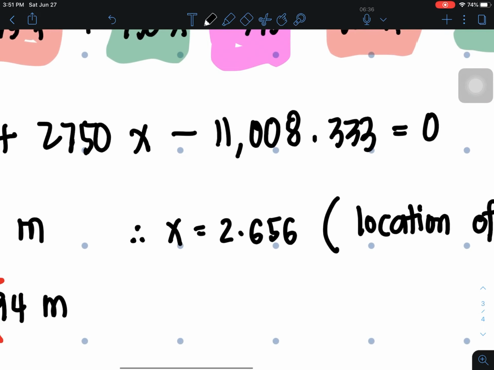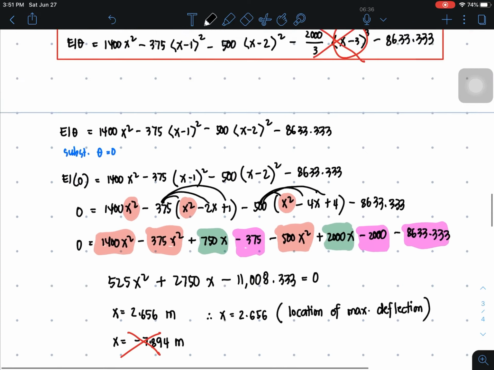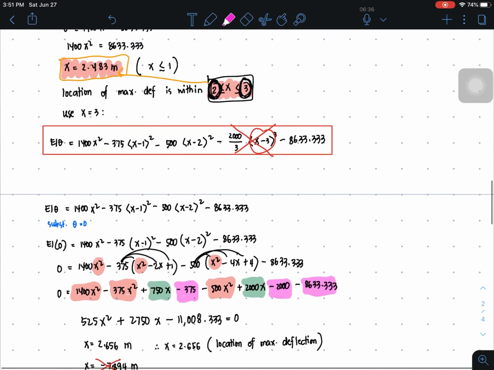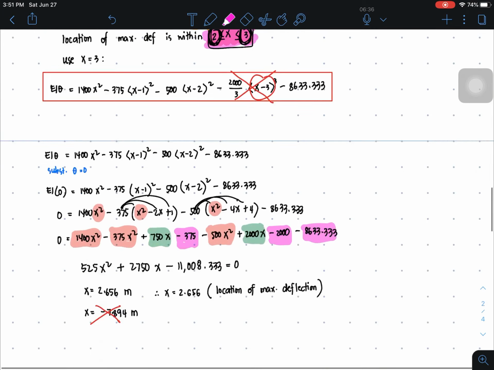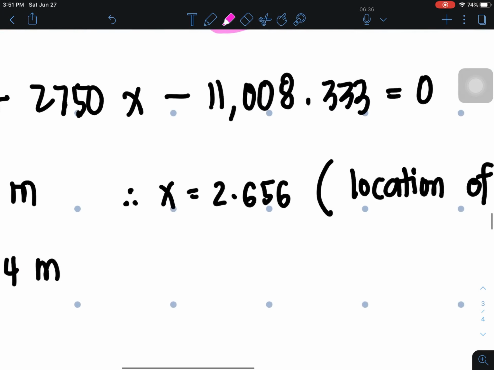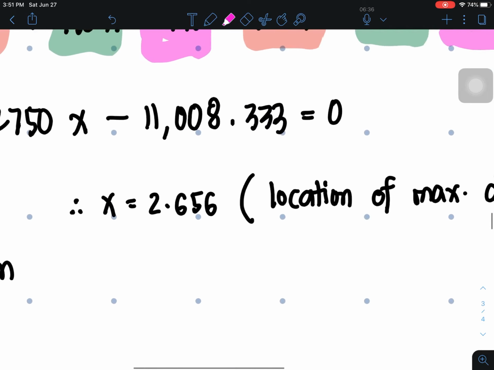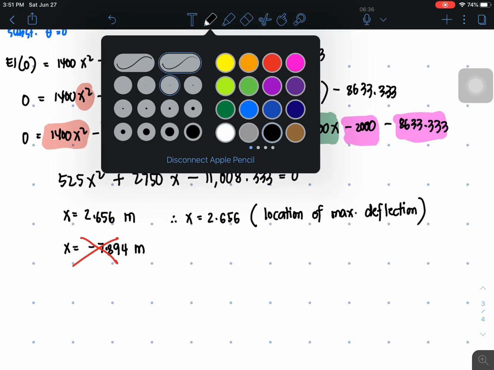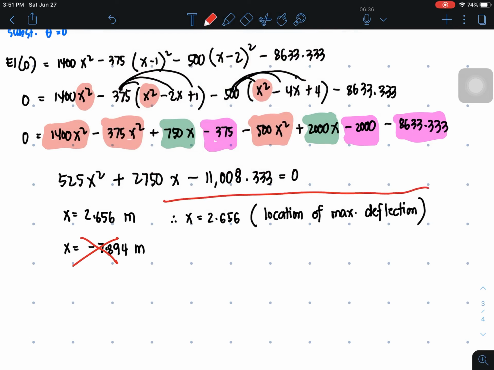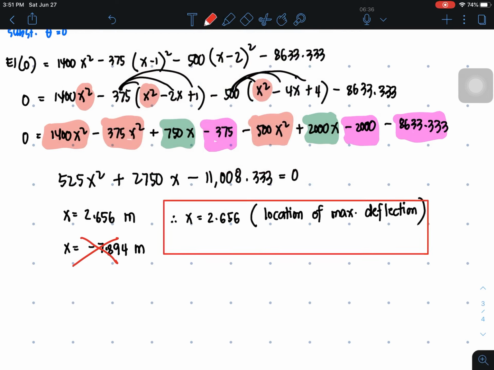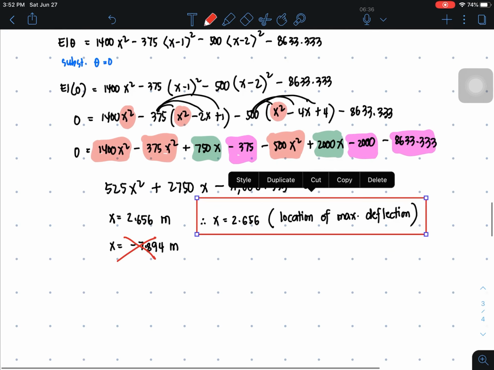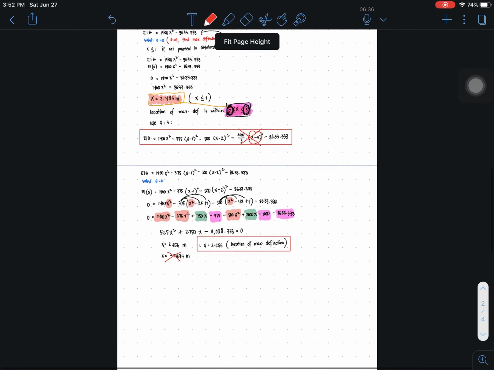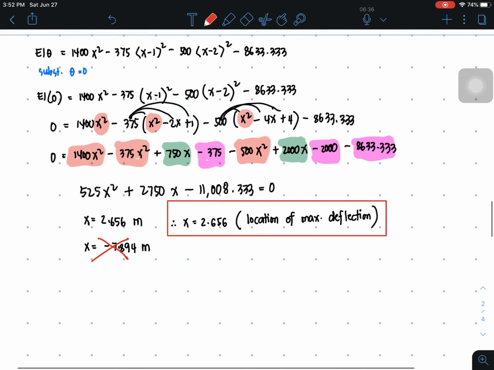So why is this our value? Because it satisfies our condition that our x value will be within 2 and 3. So our value is 2.656, so it's between 2 and 3. So this is our final answer for the location. There. So that is the final answer for the location.